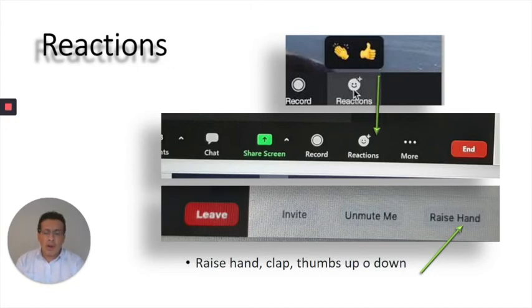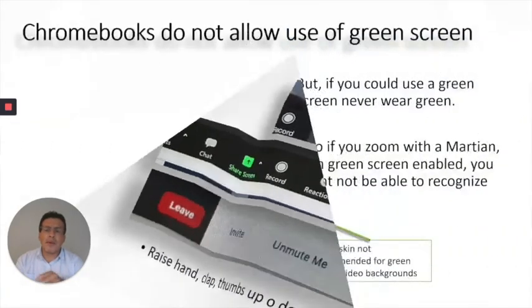And there's also another menu, the reactions menu, which not all Chromebooks have, depending on the version of the Chromebook operating system, and depending on the version of the Zoom, you might have a reactions button. If you have a reactions button, you can click on it, and it'll give you the option of round of applause or thumbs up, thumbs down. So that is the reactions part.